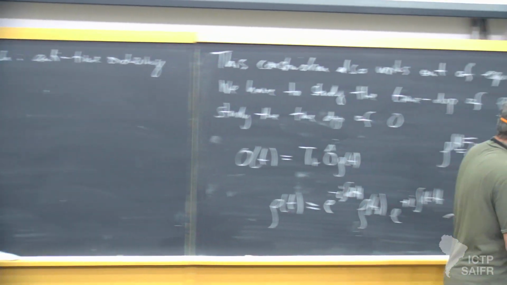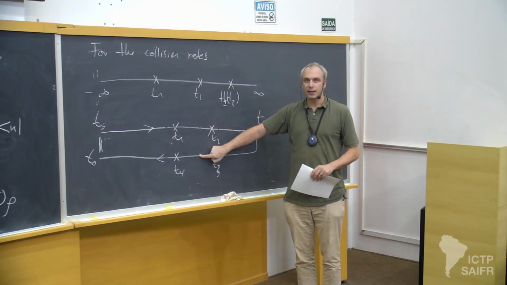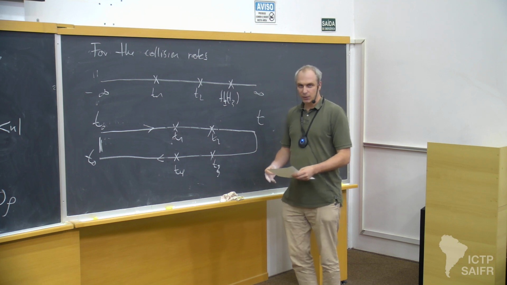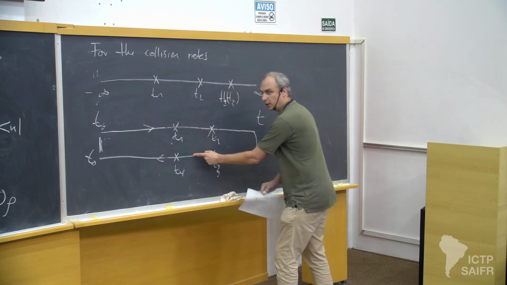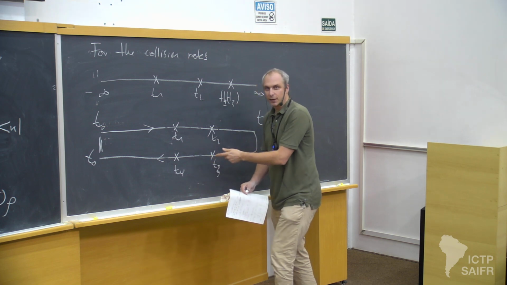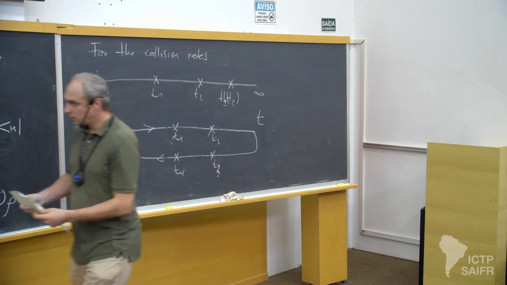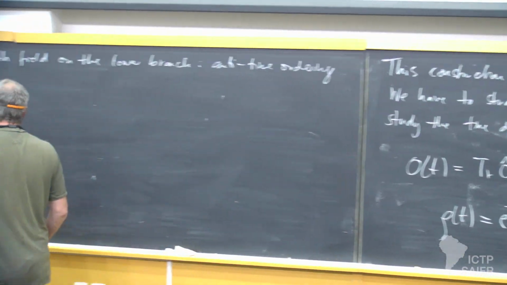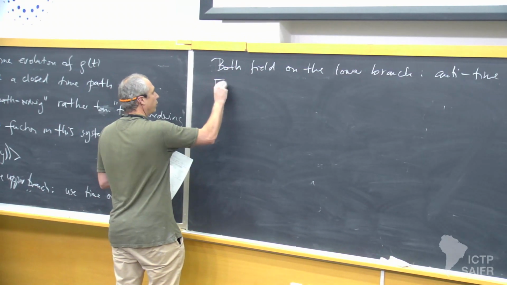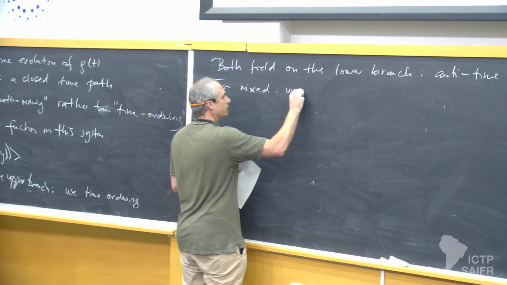And then if one of the fields is living here and the other one is living here, then the path ordering tells you, okay, so you have to first put this field, and then you have to put this field, right? So it's kind of a trivial case. It's unordered, right? But the order is given by which one is on which branch. So for mixed, unordered.